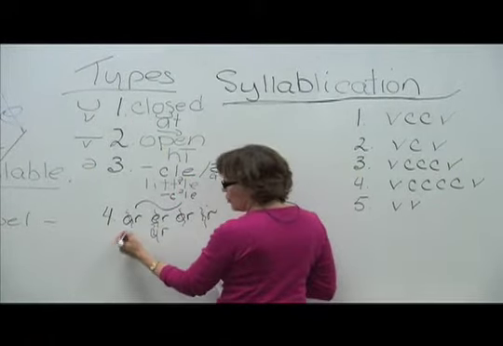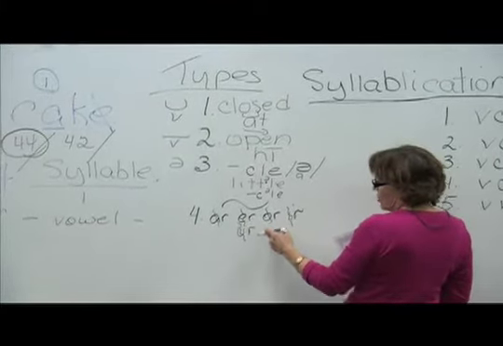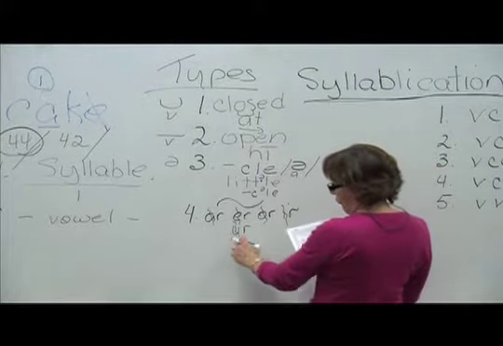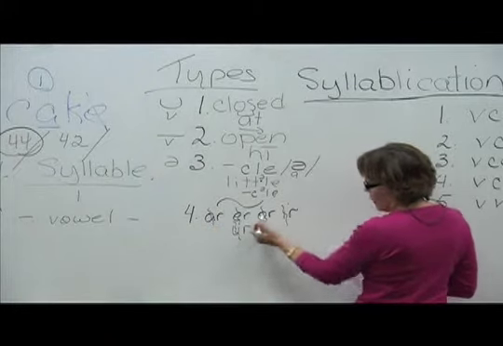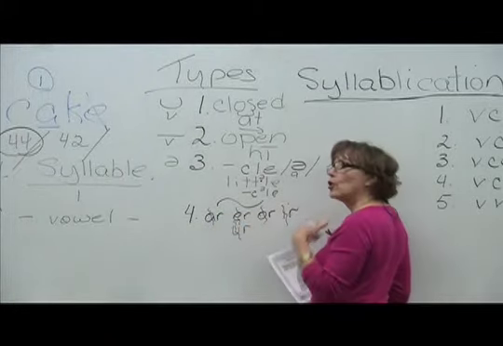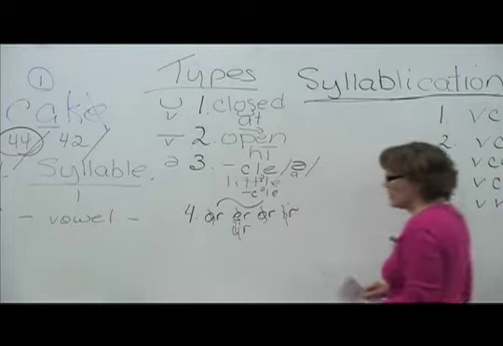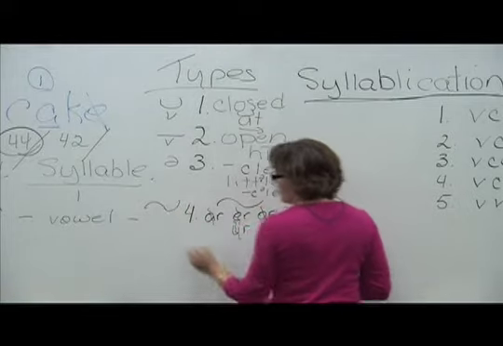Instead of completely drawing the line through it, which says it's completely silent, the R controls it. For example, like the words car, her, tort, firm, and fur. You don't actually hear the A, E, I, O, or U. What you hear is the control of the R sound. So the fourth type of syllable is what we call R-controlled, and that's its diacritical mark.